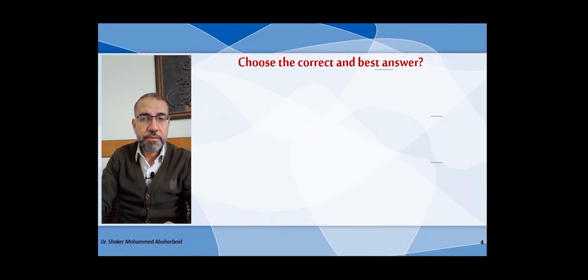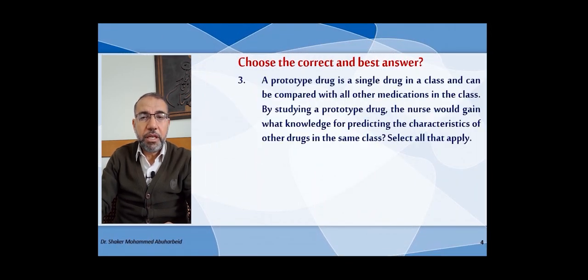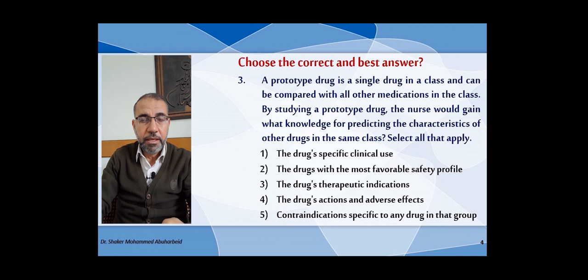Third question. A prototype drug is a single drug in a class and can be compared with all other medications in the class. By studying a prototype drug, the nurse would gain what knowledge for predicting the characteristics of other drugs in the same class? Select all that apply. خلينا نشوف إيش هي الخيارات اللي أمامنا. The drug's specific clinical use, the drug with the most favorable safety profile, the drug's therapeutic indications, the drug actions and adverse effects, and the final option, contraindication specific to any drug in that group.